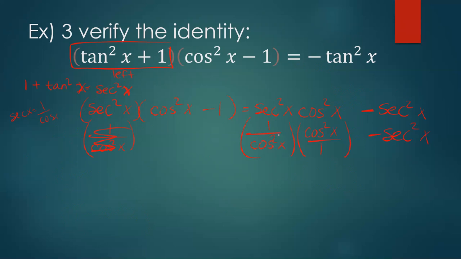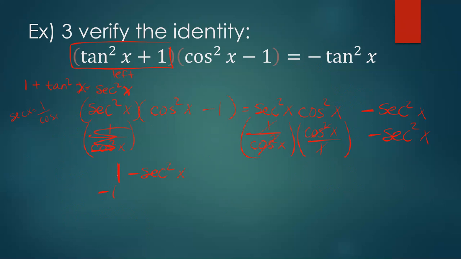Okay, so what happens? The cosine square x cancels, the 1s cancel, so you're just left with 1 minus secant square x. Now, can we convert this 1 minus secant square x? Yes, but before I do that, I'm going to factor out a negative 1, and you'll see why.